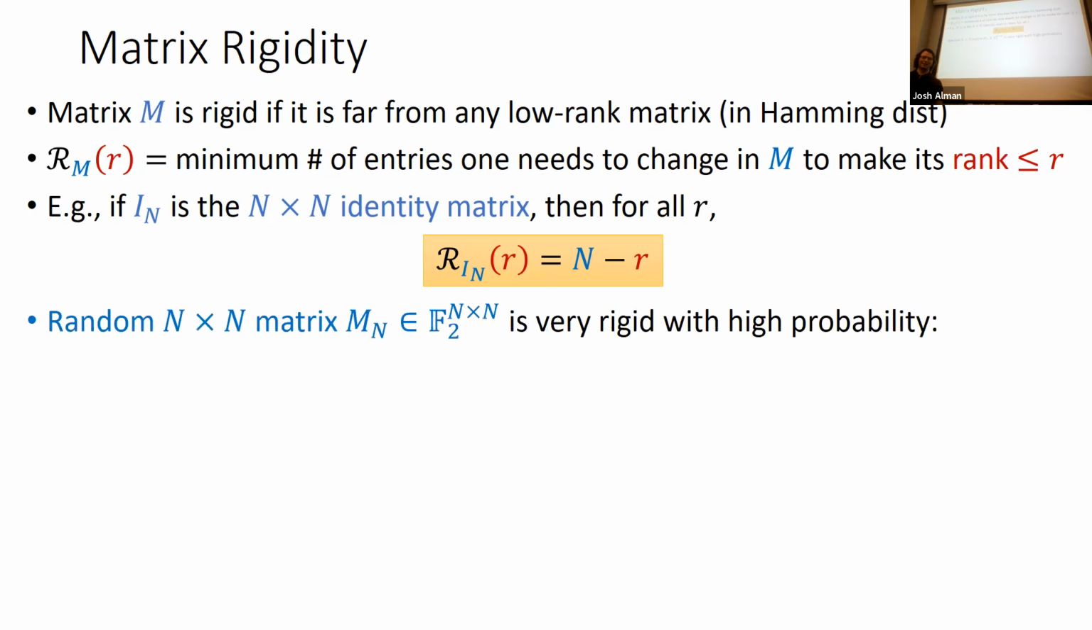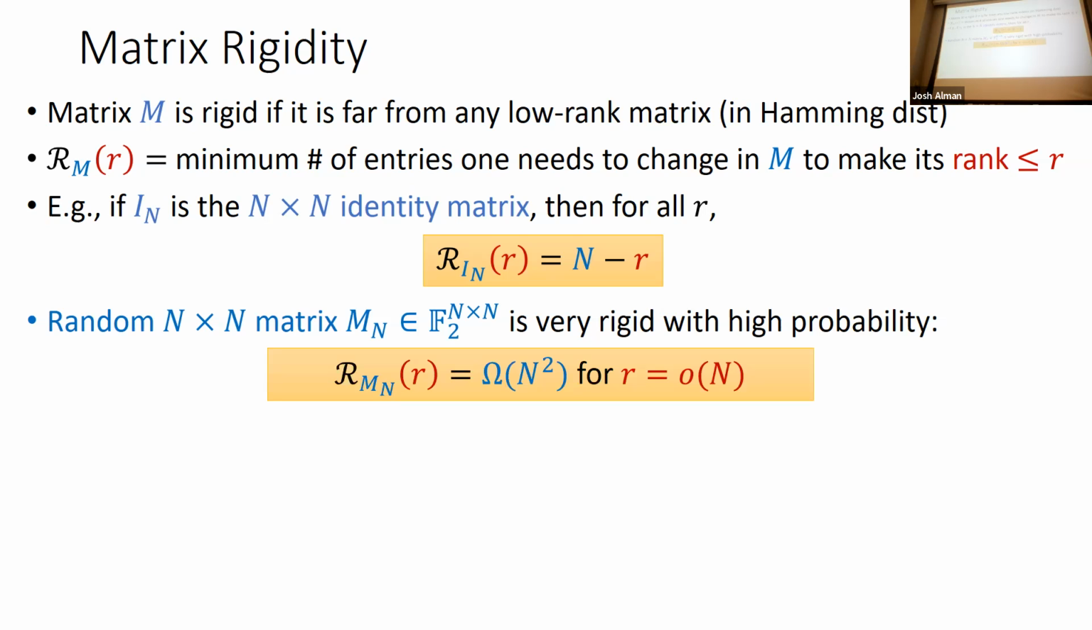In contrast, it's known that a random n by n matrix, let's say over F2, but in pretty much any situation, is very rigid with high probability. If you have a random matrix, then with high probability, to get to, let's say, any sublinear rank, you need to change a constant fraction of all the entries in the matrix. Okay, so the identity matrix is very not rigid. A random matrix is very rigid.